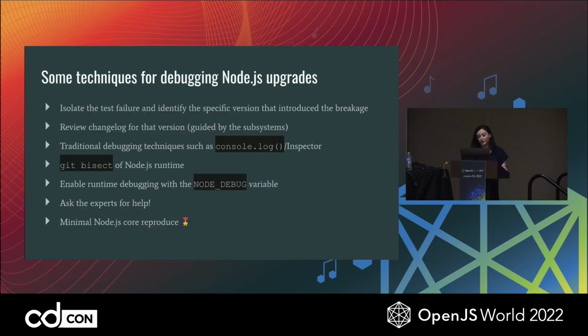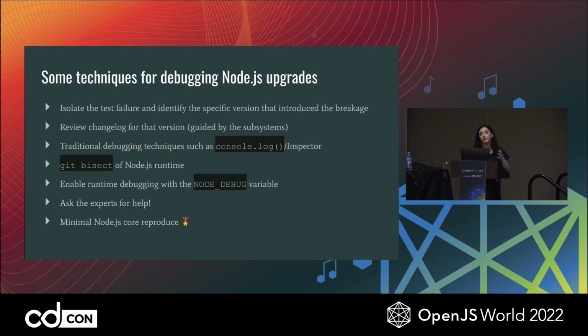So that's a whole bunch of techniques that I used. The first was to isolate the test failure and isolate the specific version that introduced the change. For isolating the version that introduced a change, I tend to do that manually, just with NVM. So just NVM the versions myself to see when it was introduced. Then review the changelog for that version, guided by the subsystem.